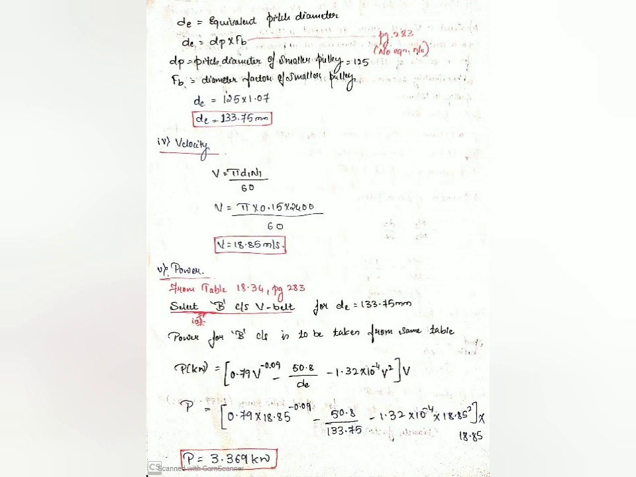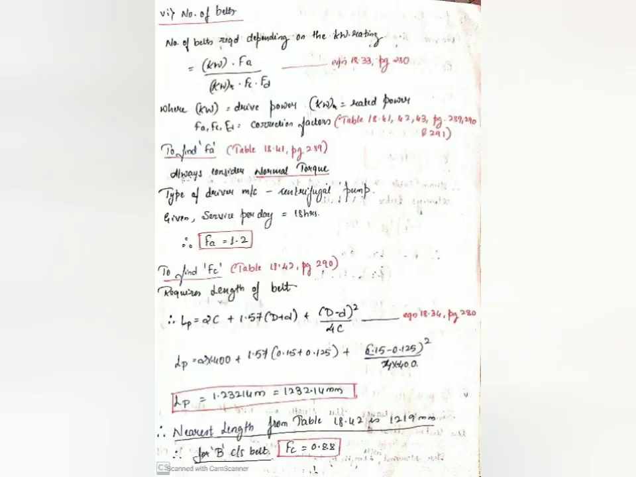So for that B cross section V belt, in the same table the power equation is given. Okay, so substitute the values of velocity and d in the equation and find out the power. So P equal to 3.0369 kilowatt. So this is the power for a single belt.